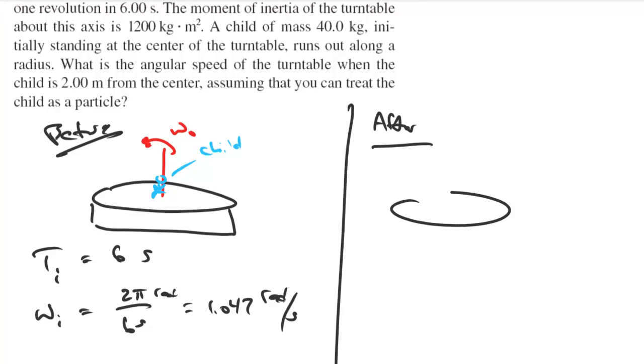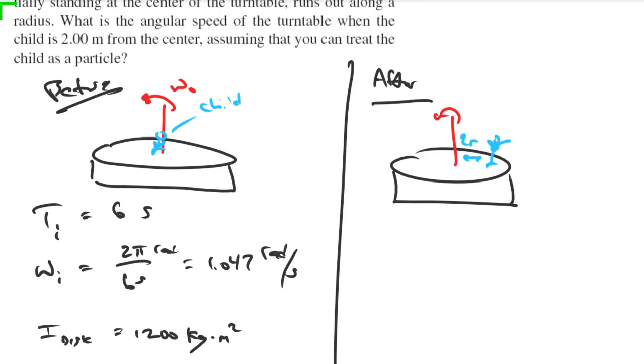this turntable, and we have a child now that is 2 meters out on the edge, right? And now the rotational inertia is going to be different, right? Our moment of inertia is going to be different. Now the rotational inertia of the disk is going to be the same, right? That didn't change. The only thing that changed was the rotational inertia of the child.